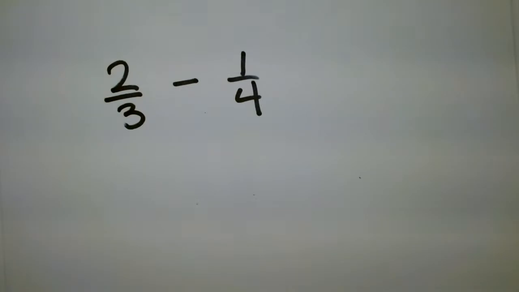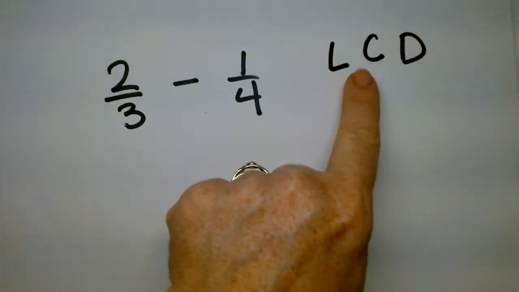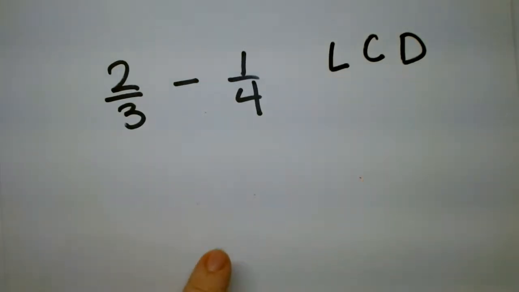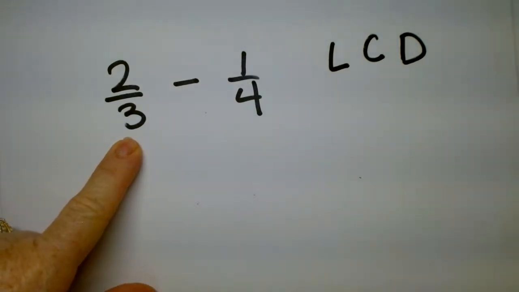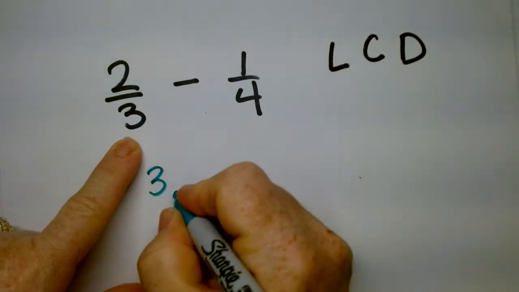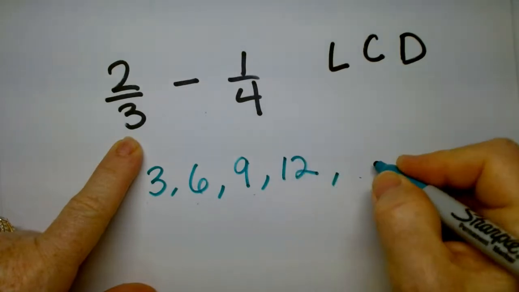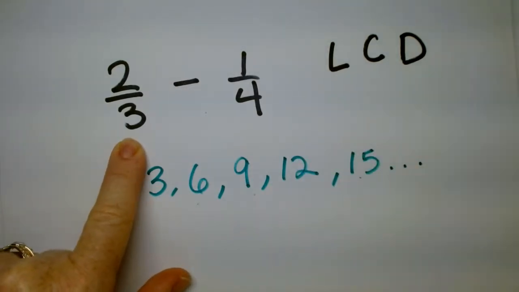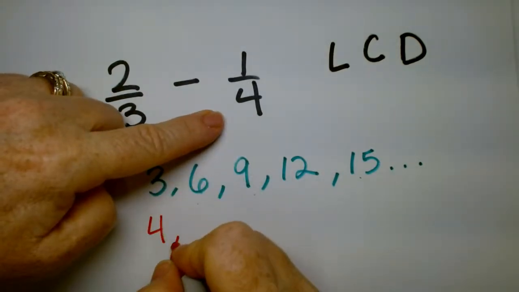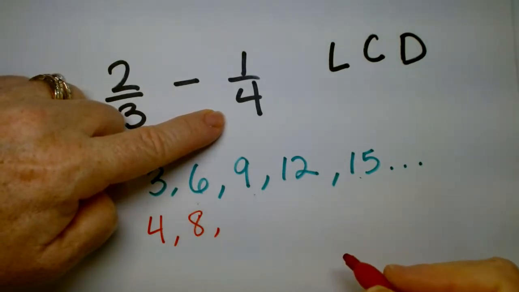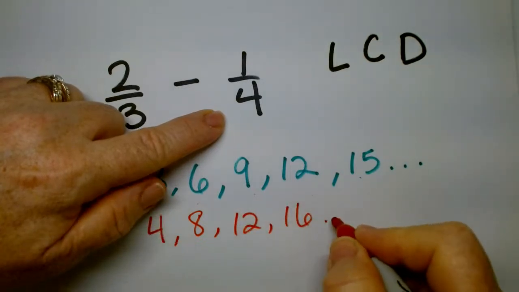We're going to find something called the least common denominator, LCD. What that means is you see that 3? Can you help me count by 3s? Here, I'll write it in another color. 3, then what? 6, 9, 12, 15, right? And it keeps going on. Can you help me count by 4s? 4, and then 4 plus 4 is 8. Okay, 8 plus 4 is 12, then 16, and it goes on.